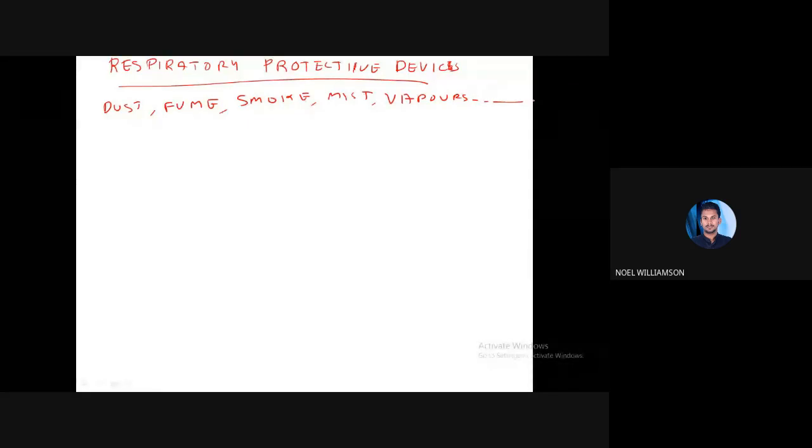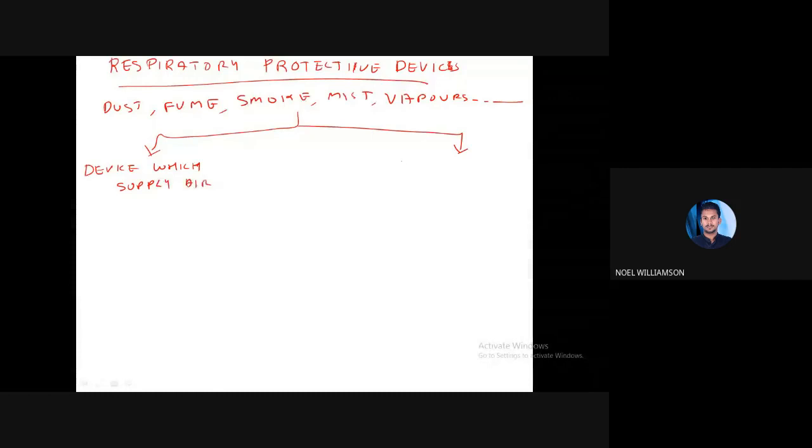So in such cases, these respiratory protective devices can be classified into two. There are two classifications for these respiratory protective devices. There is a device which supplies air, and the other one is air purifying devices. So these are the two types of devices.